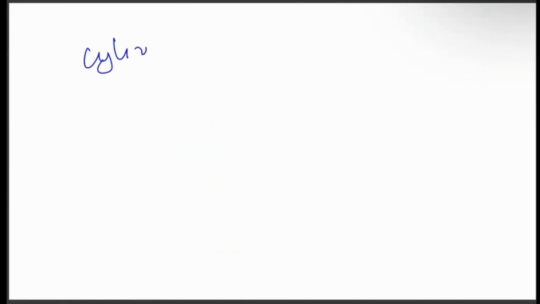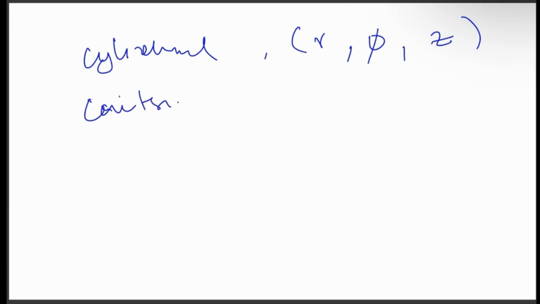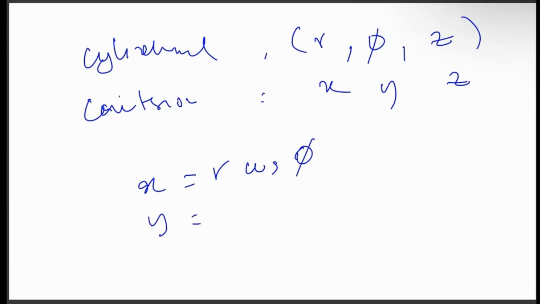From cylindrical r, phi, and z to Cartesian x, y, and z: x will be equal to r cos phi, y equal to r sin phi, z equal to z.